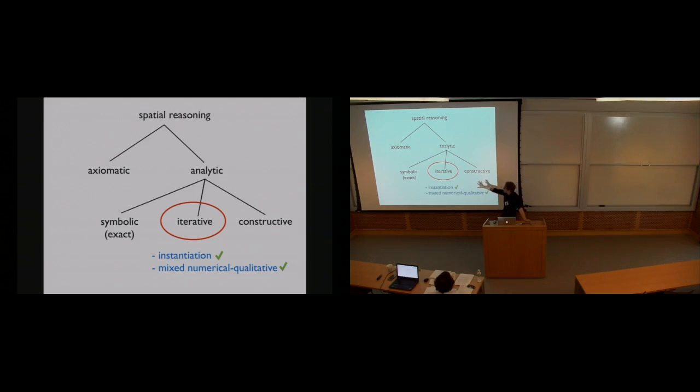Just to summarize, in contrast with the other approaches, iterative methods give us instantiation and mixed numerical qualitative reasoning, which is nice, although not unique, so other approaches do that. Uniquely, I think it gives interactive geometry, so I don't know how you can do interactive geometry with symbolic, maybe with constructive. It gives us a best found solution, though. This is perhaps the most interesting part, and so for problems that are over-constrained or not satisfiable, we at least get something, right? It can help us solve those problems, and it's fast. Okay, I've left that a little bit loose. We can discuss that in questions if we like.